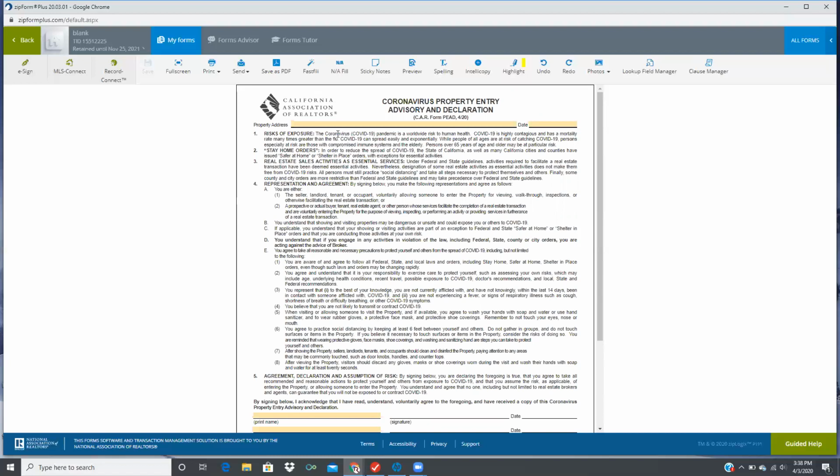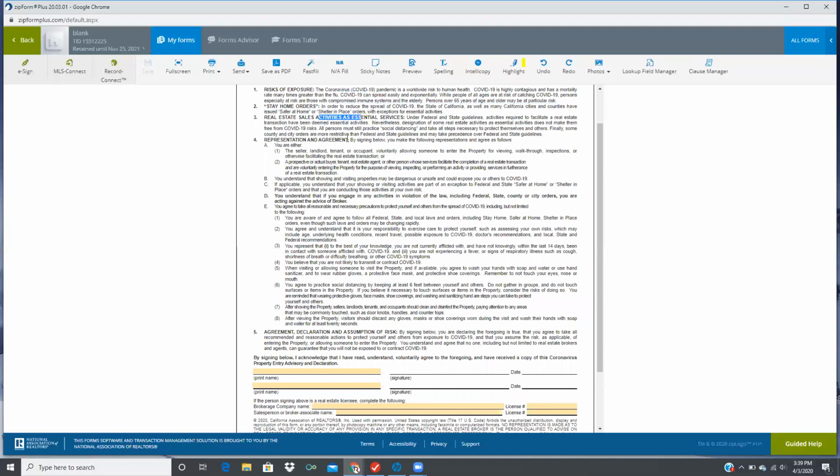So this is talking about the risks of exposure, that there are stay-at-home orders in place, that real estate activities are deemed essential services. And then it says, by signing below, you make the following representations and agree as follows. A, you are either seller, landlord, tenant, or occupant, voluntarily allowing access to someone to enter the property for viewing, walkthrough, inspections, or otherwise facilitating the real estate transaction, or a prospective actual buyer, tenant, so on and so forth.